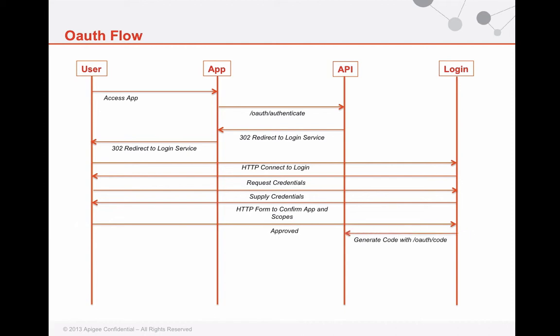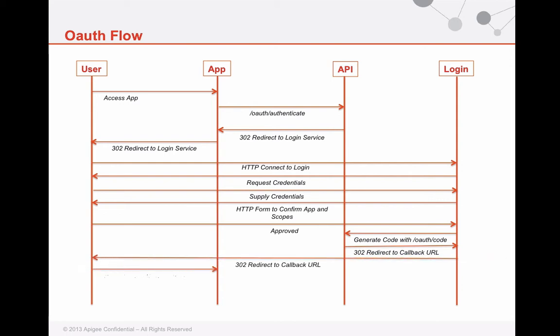Once that's been approved, the login server generates a code using OAuth/code, using a special service for that, gets a 302 redirect callback URL, which it passes back to the user. The user then follows that and accesses the app, which then is given the code and is able to use the generate token policy to get an access token, which comes back by default as a JSON payload. So that helps make OAuth a little bit more sensible.